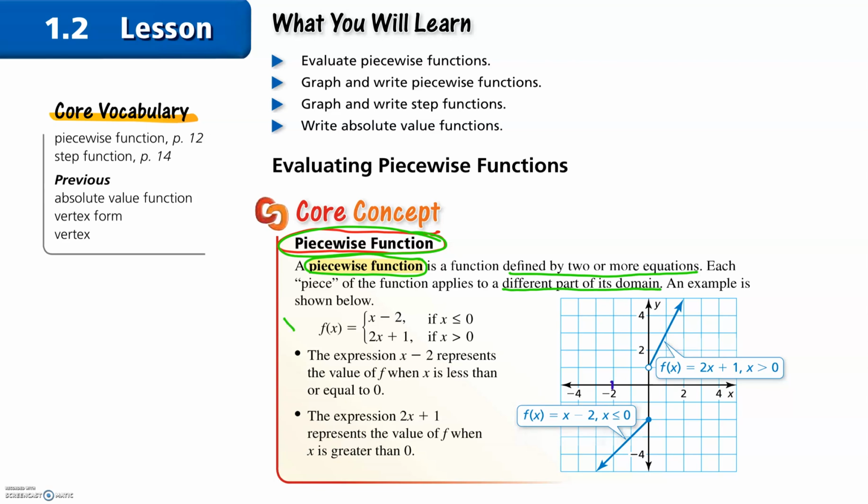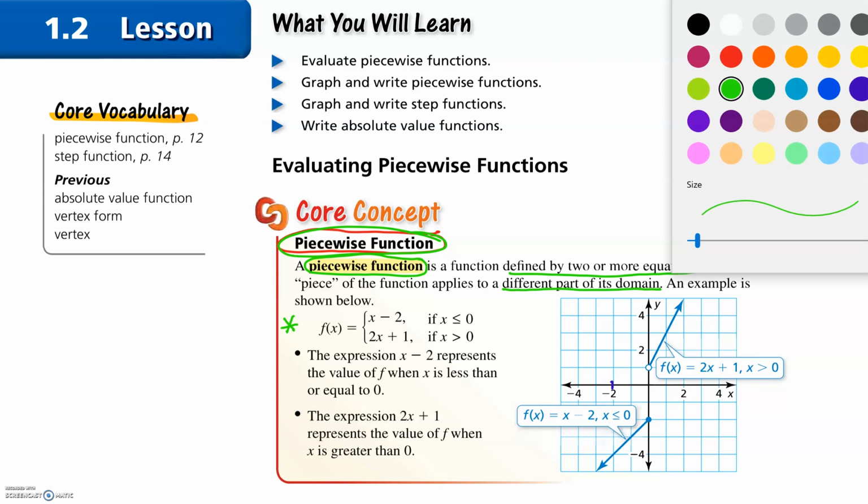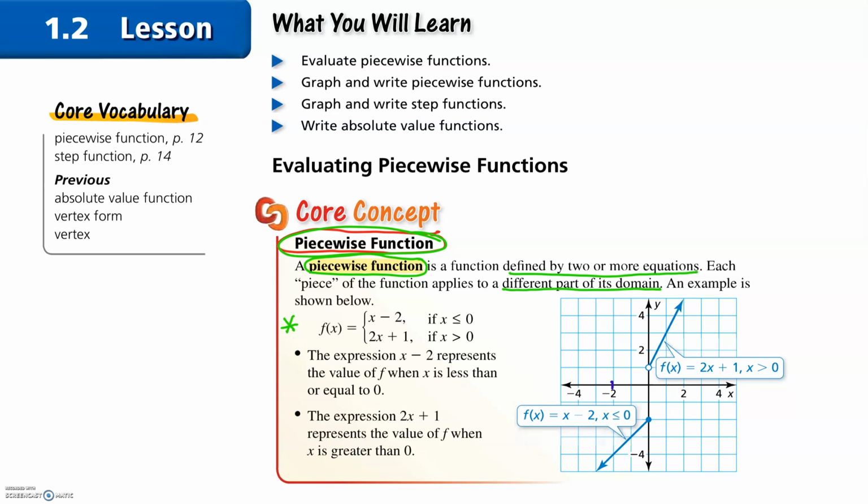We're going to look at this example right here. F of x equals. Notice there are two pieces of the graph. Let's look at them one at a time. So the first piece, y equals x minus 2 if x is less than or equal to 0. Let's take a look at the graph. Here's that piece.